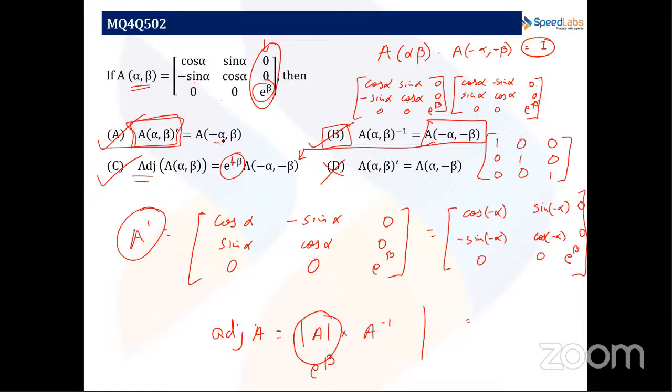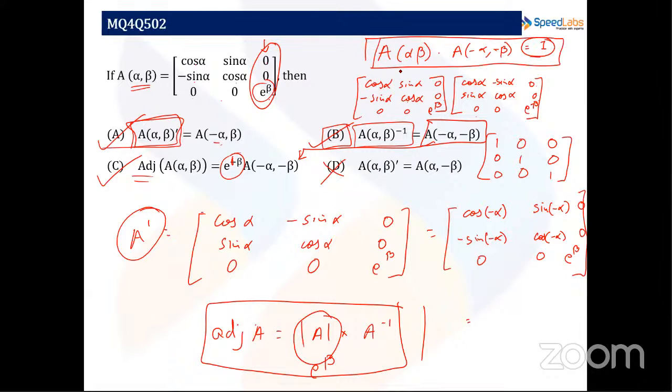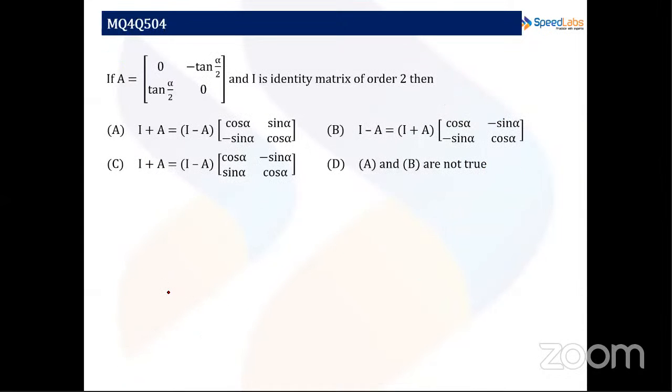Always remember these basic properties. You don't have to find adjoint A by using cofactors if you already know A inverse. For A inverse by objective method, always remember if you have some option in which you have to prove that A inverse equals to this value in A or B, then multiply those two matrices. If you are getting an identity matrix, then it's cool. Okay, let's move to the next question.